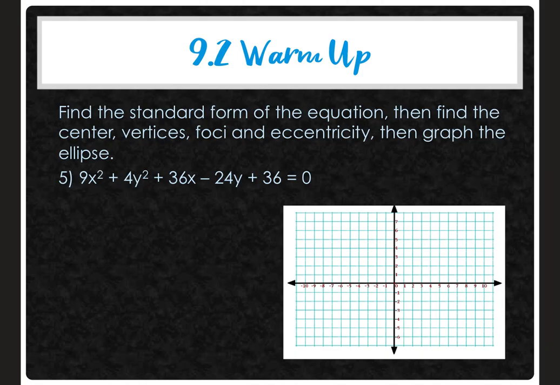Last one. So we're going to review complete the square. Again, super important because you're going to do it twice on your quiz. Find the standard form of the equation, then find the center, the vertices, the foci, the eccentricity, and again, we'll come back to this because we'll wait on that, the graph of the ellipse.